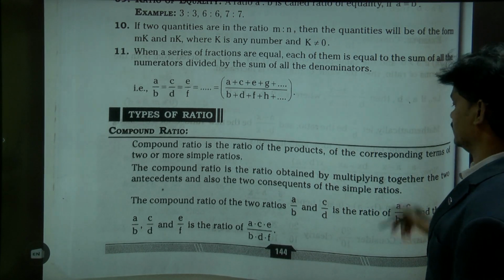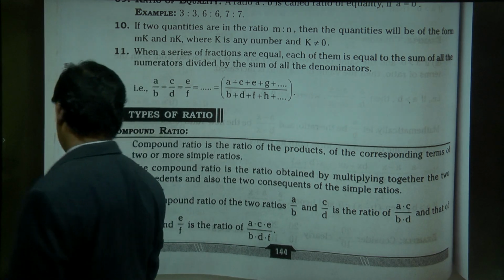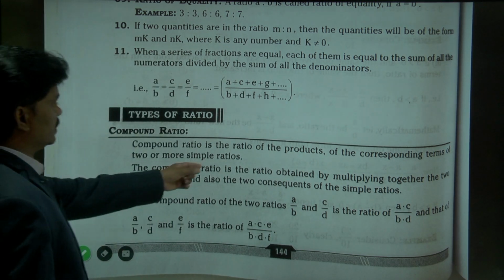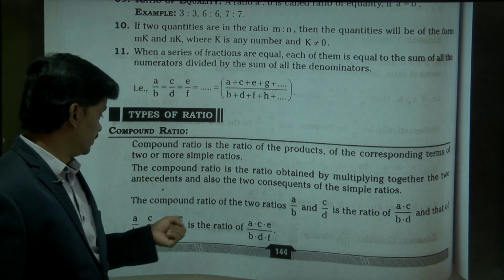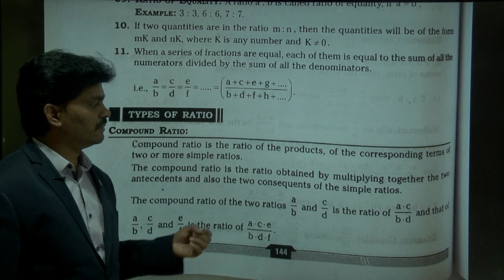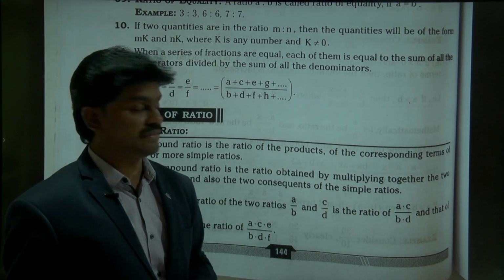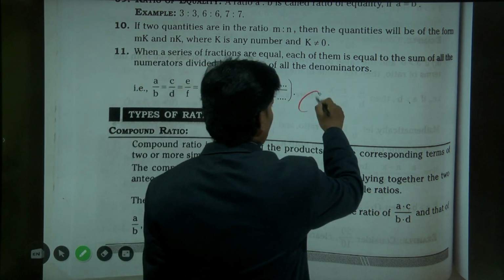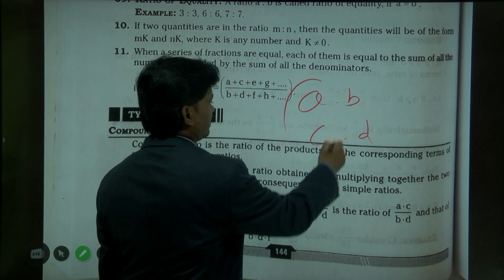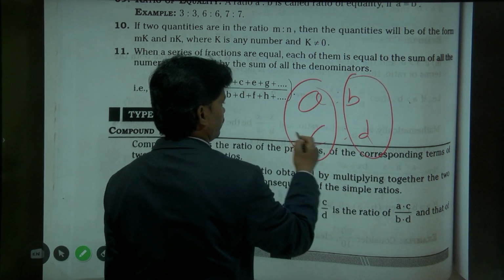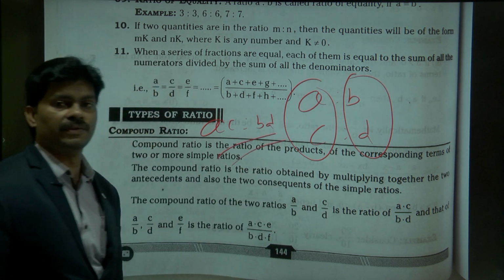Compound ratio, just check it out. A is to B and C is to D. The compound ratio is the ratio of the products of the corresponding terms of two or more simple ratios. It is the ratio obtained by multiplying together two antecedents and two consequents. Just check here: A is to B and C is to D. Multiply antecedent into antecedent, consequent into consequent. So AC is to BD is the compound ratio.